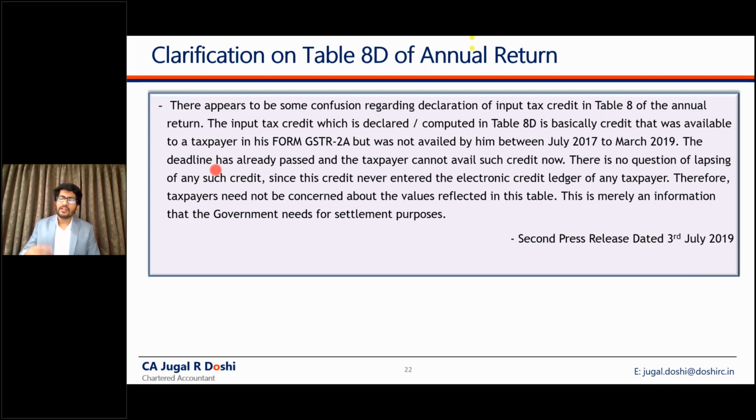If my total inward supply was 10 crores, I have claimed through 3B 8 crores and in next year 1.5 crores. If the time limit has expired, then that credit is already lapsed. The last date for claiming the credit is already gone. And it is not that if I report this amount in table 8D, then the credit is going to lapse. So this is only for information purposes.